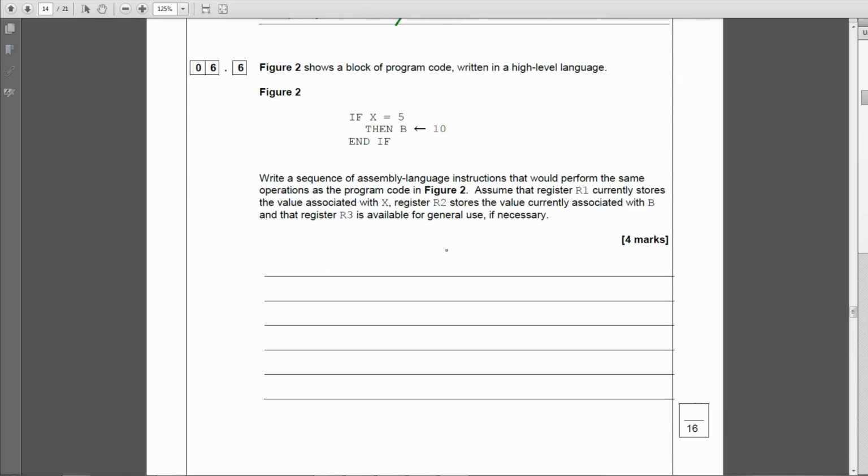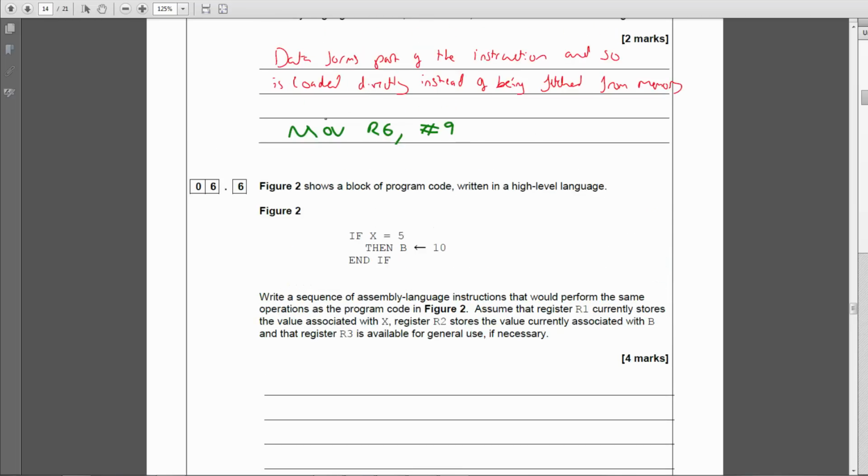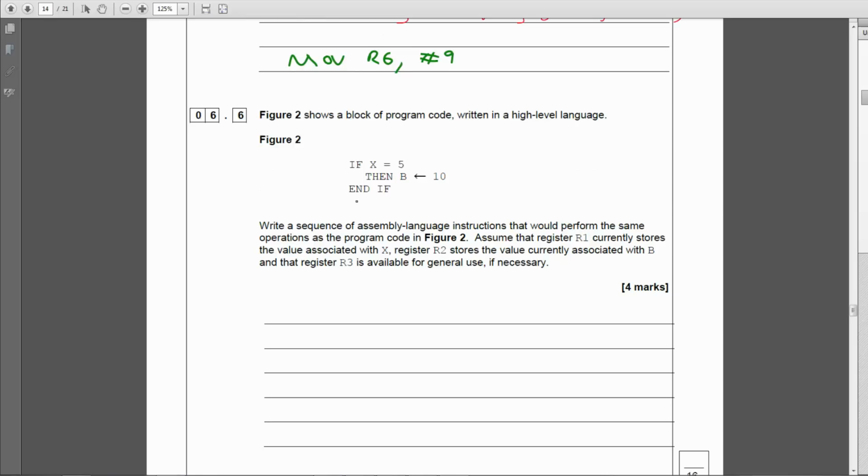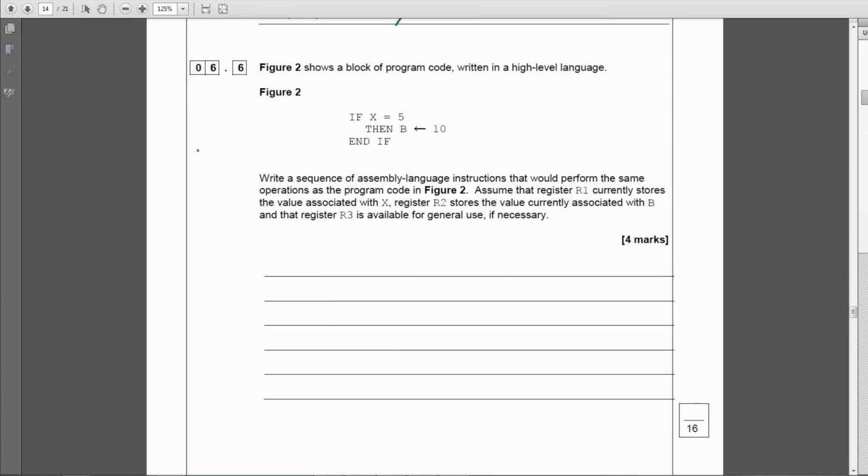Right, so figure 2 shows a block of program code written in a high-level language. So this is a high level of abstraction, very different, not only different to the assembly language, but different to the machine code, obviously. So write a sequence of assembly language instructions that would perform the same operations as this code.